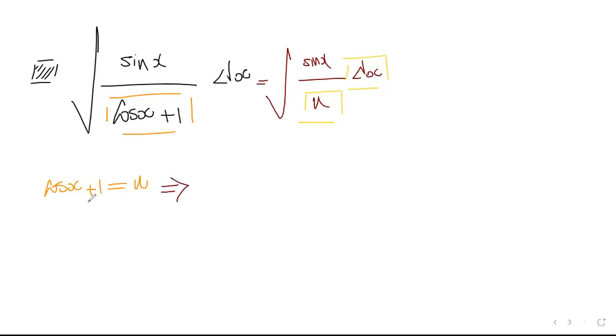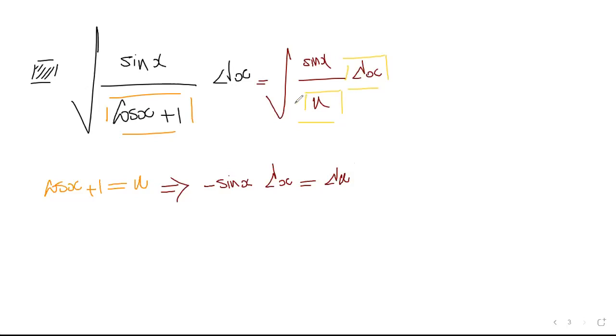I take the derivative of the left side. The derivative of cosine x plus 1 with respect to x gives minus sine x. I'm careful to add dx, which is telling you that the left side is varying with respect to x. On the right side, it says I'm changing with u. That's why you write du.